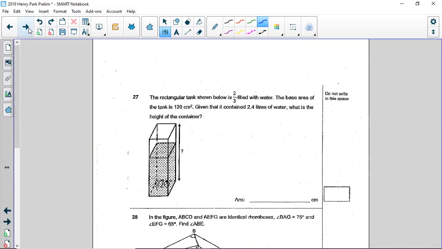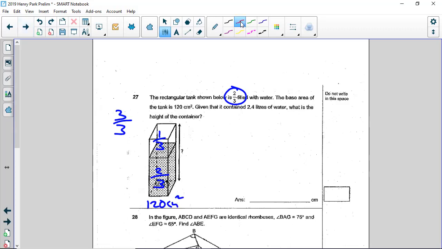Okay, question 27. The rectangular tank below is 2/3 full. So it means that this water is 2/3. Again, there's a family of fractions. So 1/3 is empty, then 3/3 is the whole tank. And the base area of the tank is 120 centimeters square. That's the base area. And it contains 2.4 liters.